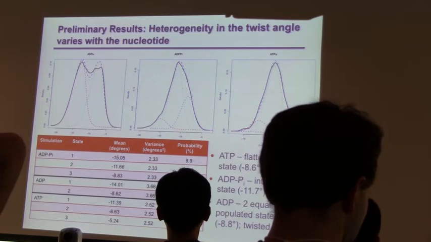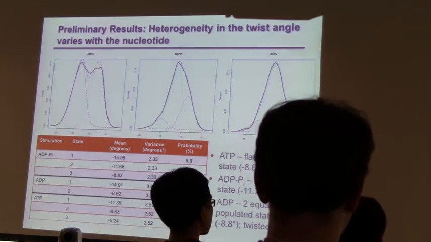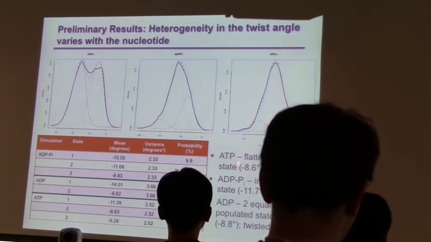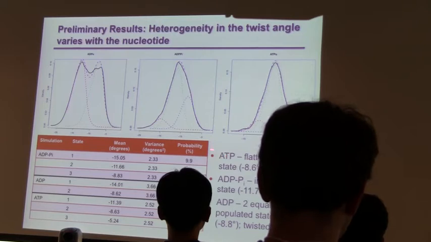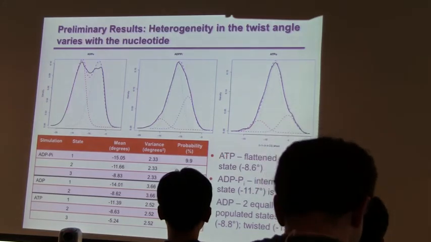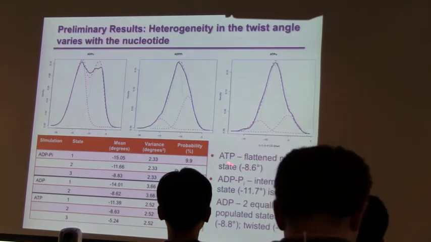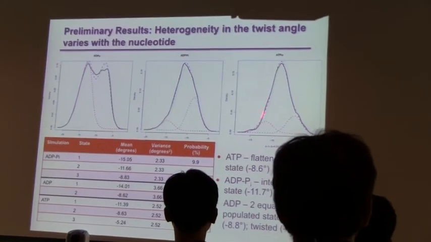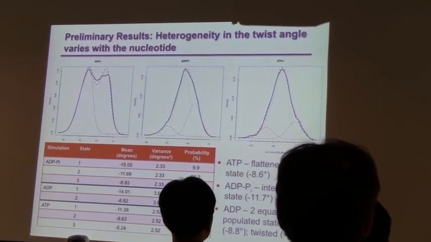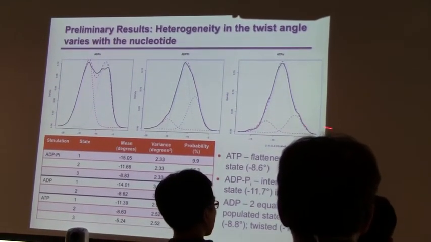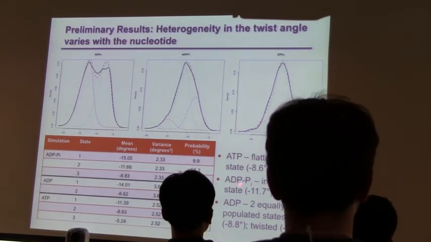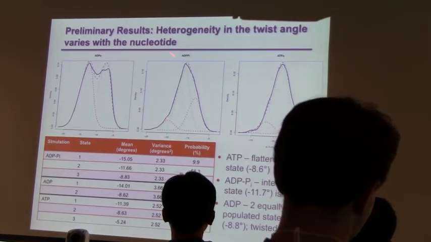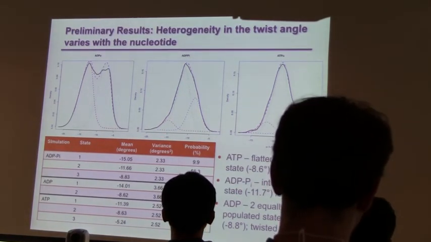And to make a long story short, what we can project out now using this approach is that depending on the nucleotide, we actually get different states inside of these beads. So the ATP has basically, this is ATP, one major state. It's a flattened state. There's a couple of minor states. With the phosphate group, there's an intermediate state that's sort of favored. And what's most important is ADP.